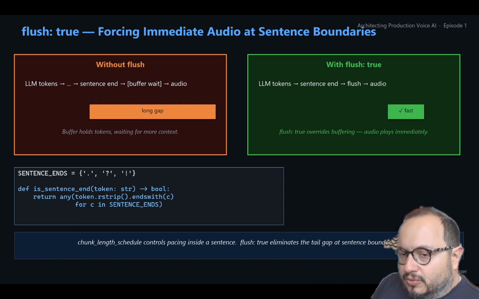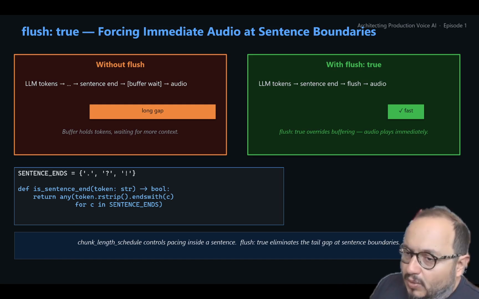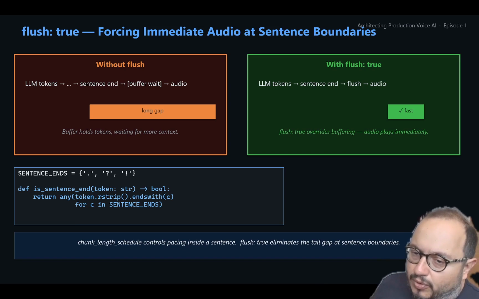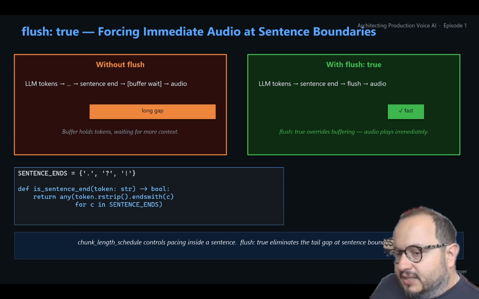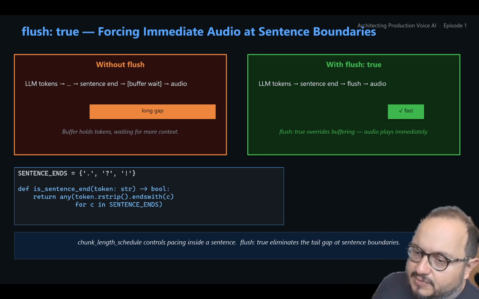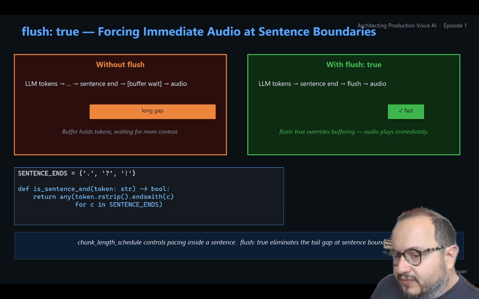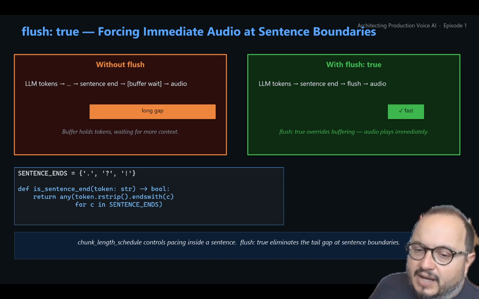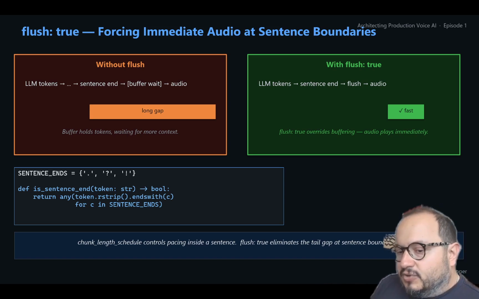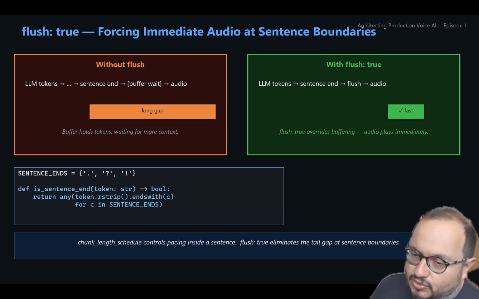In the cascade.py code, the sentence boundary detection is simple. Watch the token stream for a period, question mark or exclamation mark followed by a space or end of stream. When you see one, immediately send a WebSocket message with flash set to true. This gives you the best of both worlds. Inside the sentence, the chunk length schedule controls pacing for natural prosody. At sentence boundaries, the flash signal overrides buffering to eliminate the tail gap. The combination, an aggressive first chunk schedule and flash at sentence boundaries, is what gets you into the sub 200 millisecond range reliably, not just on average.